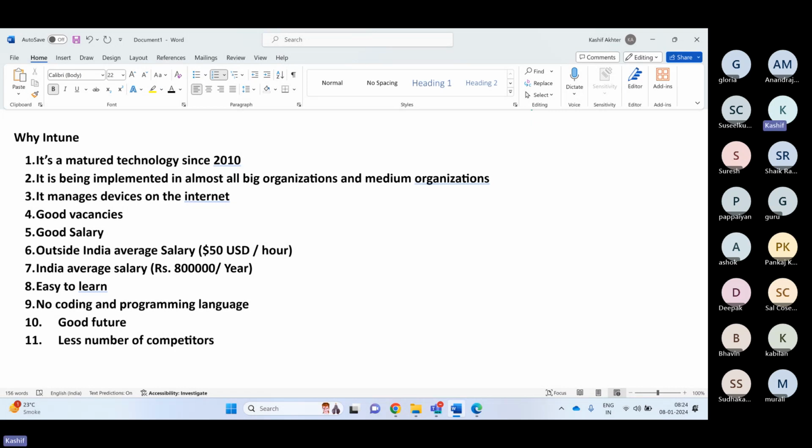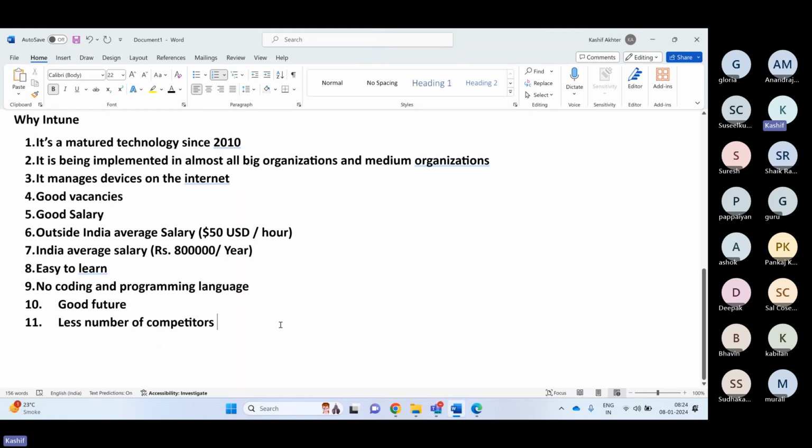Less number of competitors. So Intune competitors are very less, like Tanium, then you have Goods, then you have Workspace One, then you have Soti. Okay, there are multiple competitors of Intune, but very less, but they are not as good as Intune. Intune is almost everywhere now. Previously, it was not there, but after COVID-19, it's almost everywhere.